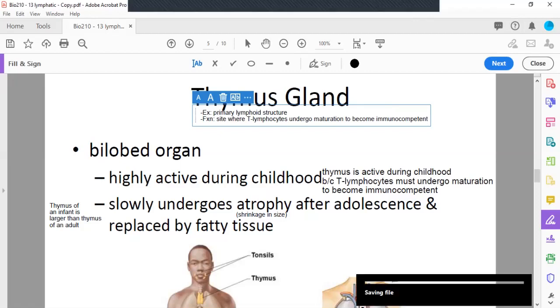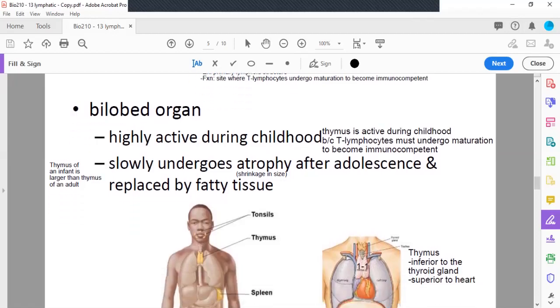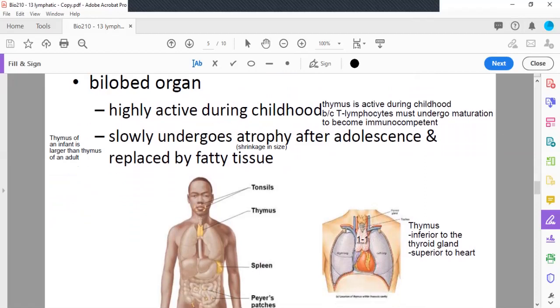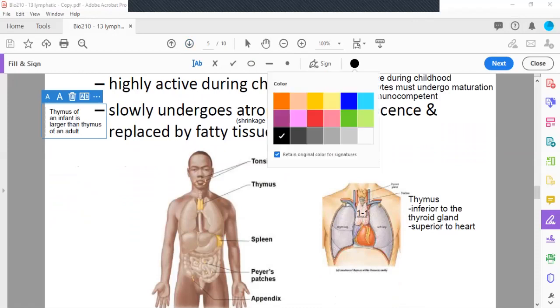Very good. Let's move on to the next one. Any question, write down your question, and we will come back to it later on. I will just make it a different color so it will stand out for you guys.